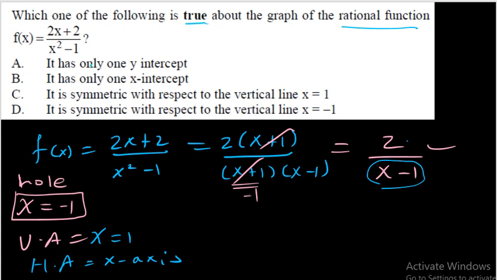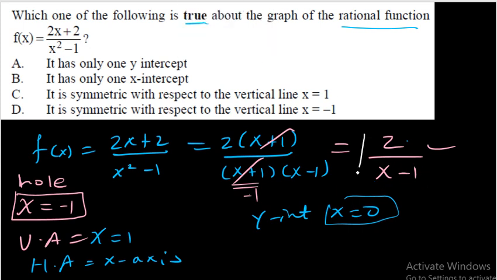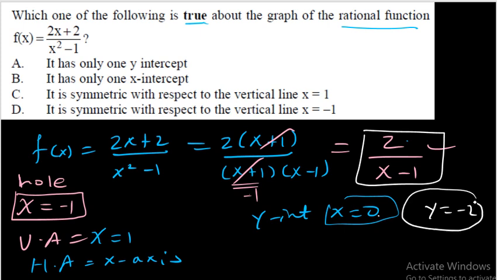Choice A says it has only one y-intercept. To get the y-intercept, you have to put x = 0. Let's use the simplified form, which is our focus here. When you substitute 0, it will be −2. That means y = −2, so this rational function will cross the y-axis at −2. So choice A is correct, yes.